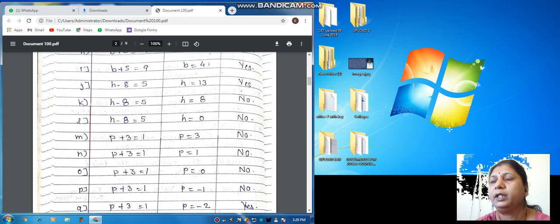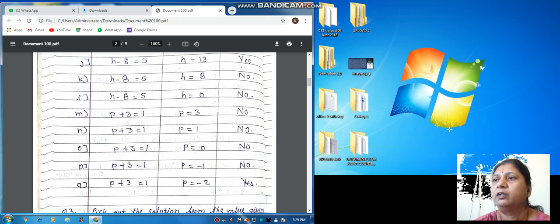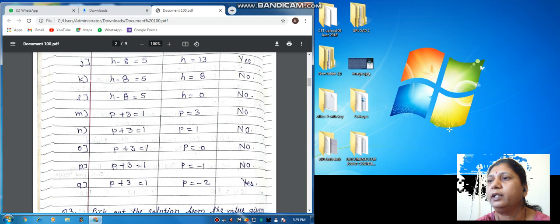P is equal to 1. So put the value of P as 1. So 1 plus 3, what will we get here? We get 4. So 4 and 1 are not equal. So we have to write here no.